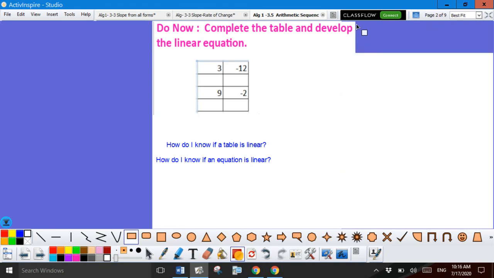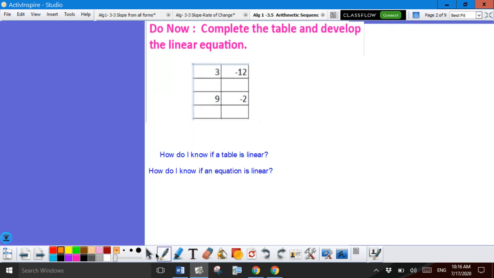All right, let's see how you did, and let's see if we can come up with our equation. So hopefully you realize that the distance from 3 to 9 is 6. So if I only want to go halfway, that would be 3. So 3 plus 3 is 6, 6 plus 3 is 9, 9 plus 3 is 12.